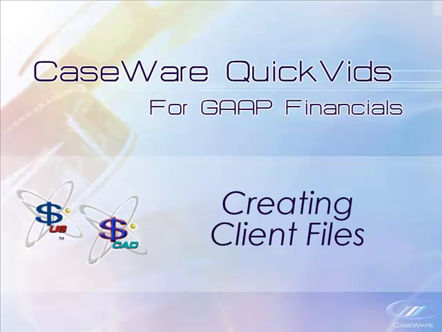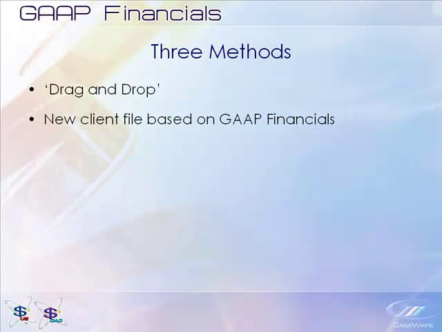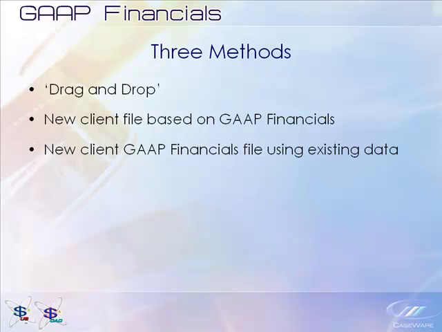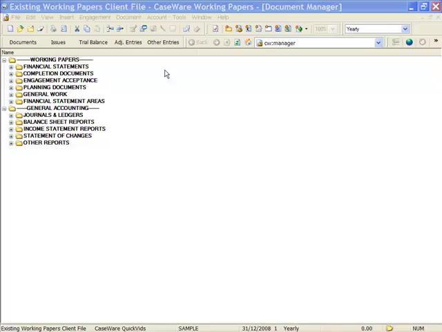The first of these three methods is going to be to drag and drop financials into an existing Working Papers client file. The second method is going to be to create a new client file based on financials. And the third method is going to be creating a new client file using existing or imported data from an external accounting package and have financials added in one step. So let's review the first method, known as drag and drop.